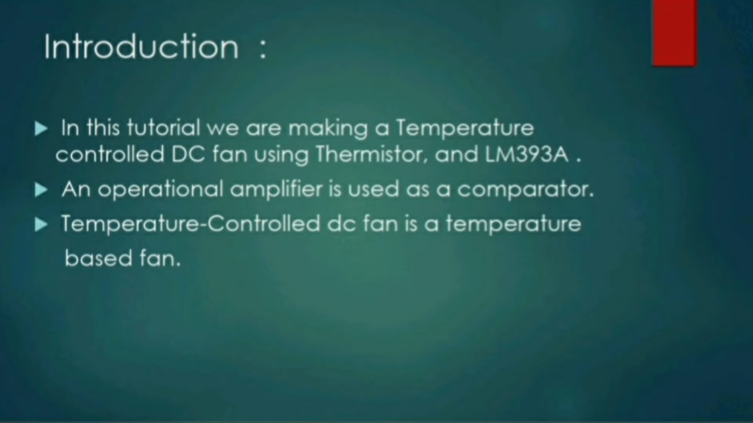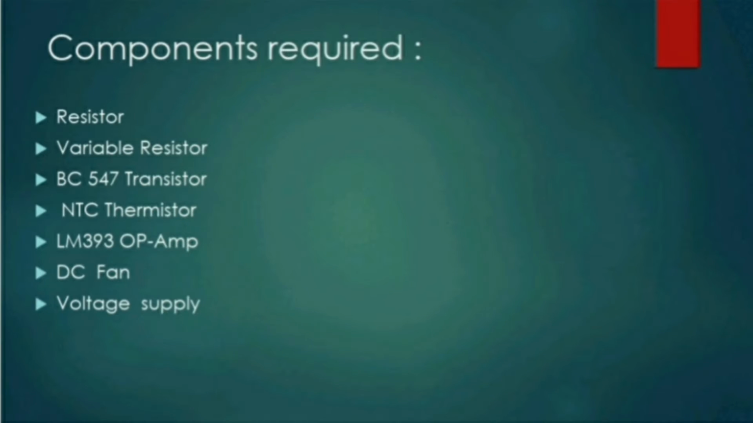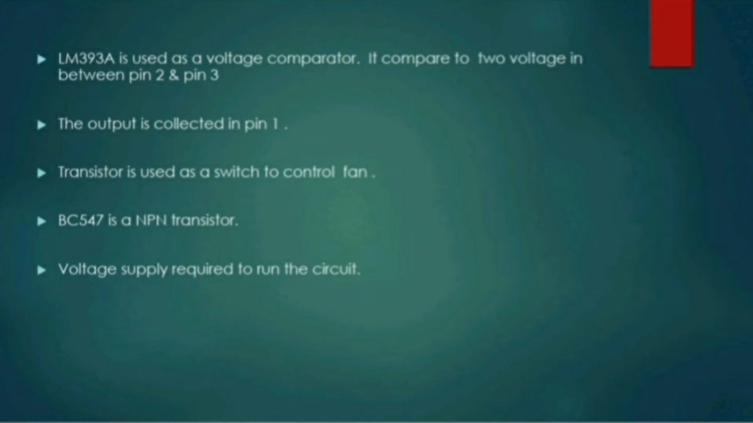I am going to introduce the temperature control fan using LM393. A temperature control DC fan is a temperature based fan. It can cool the device by operating a DC fan. Its operation is fully automatic and it turns off when the temperature returns to normal. These are the components we use in the temperature control DC fan using LM393 circuit: resistor, variable resistor, BC547 transistor, NTC thermistor, LM393 op-amp, DC fan and voltage supply.